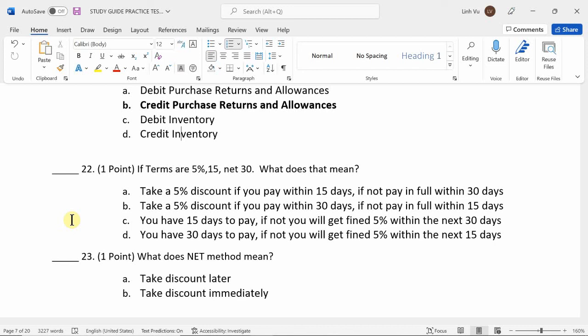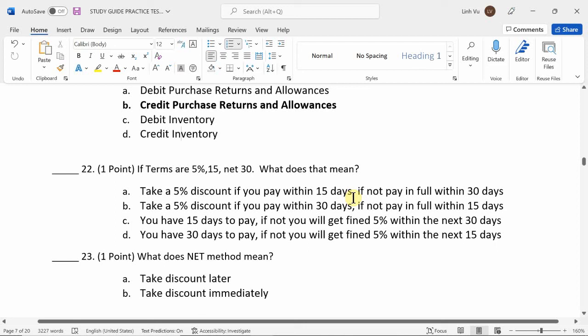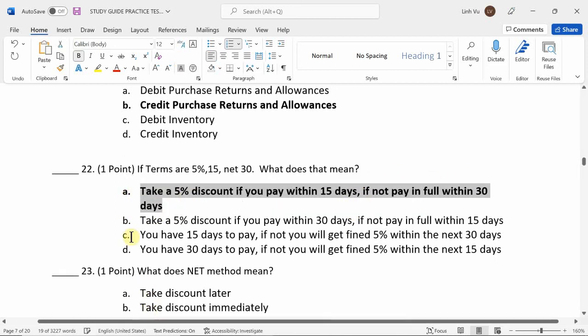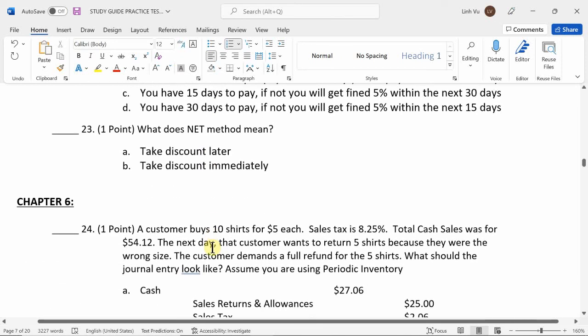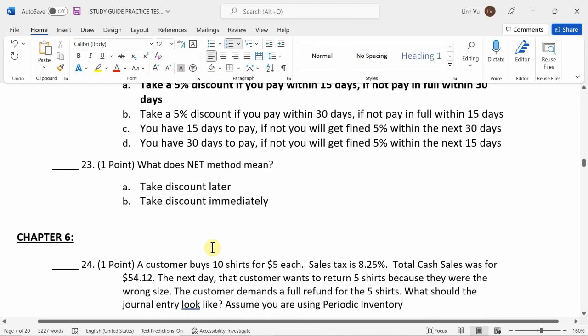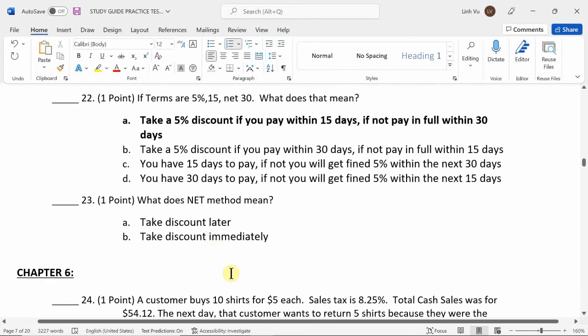We can take 5% discount if we pay within 15 days. Good. Otherwise, the bill is due in 30 days. Good. Or you have to pay in full within 30 days, so that is letter A. Okay? You don't have 15 days to pay. If not, you will get fined 5%. No, you get charged, but not 5%. Okay. Number 23. Okay, what does net mean?